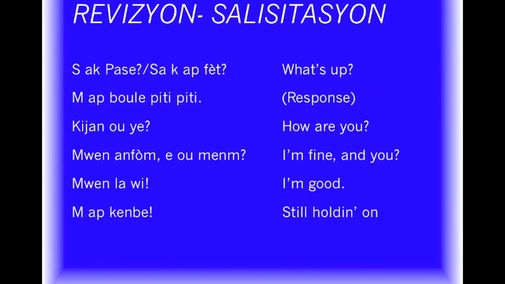Ki jan ou ye, mwen forme e ou même, mwen la oui. Or you can also say mla oui, and map kembe. So you actually don't have to refer back to the last lesson because the translation is written right there. But moving on to the next slide.